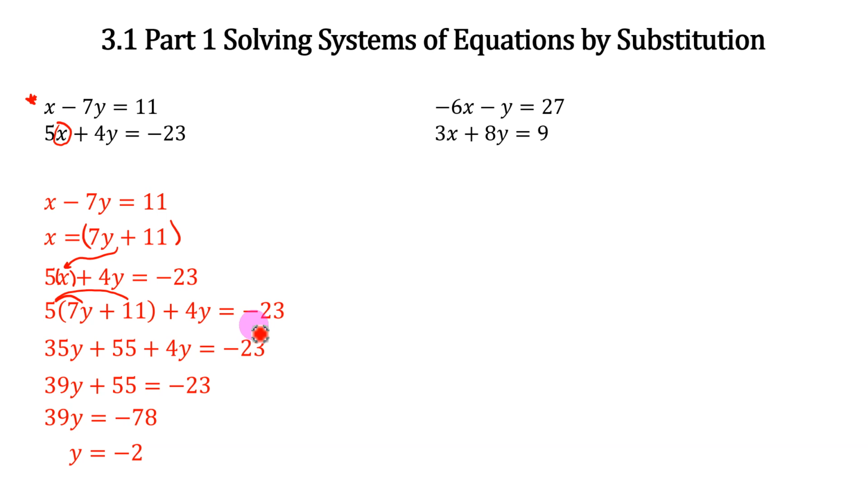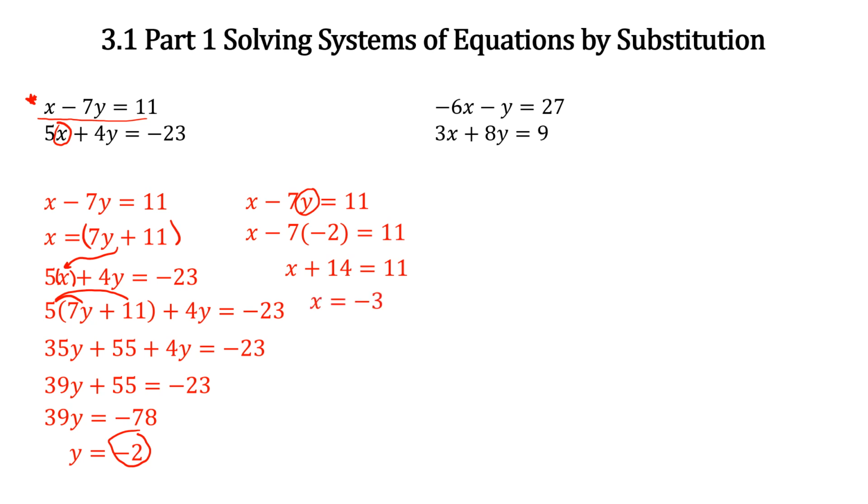So now I can take that -2 and plug it in wherever I want. Again, this one kind of looks the easiest, so I'm probably going to use it. So now I'm plugging -2 in for y. So we've got x plus 14 equals 11. Subtract 14 from both sides. X is -3. And again, you write this as a point on a graph. Just remember, x before y. We just solved for y first this time. But with x is -3 and y is -2.